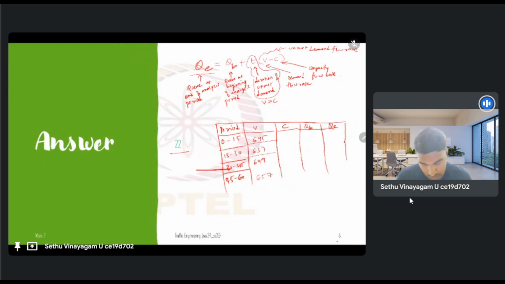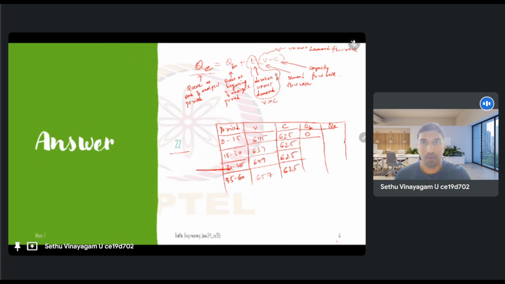Okay, so this is our volume demand flow rates. Capacity is constant, right? So 625. And we know that at the beginning of the analysis period, which is time 0, for the first period, QB is 0, right? So there was no Q to start with.